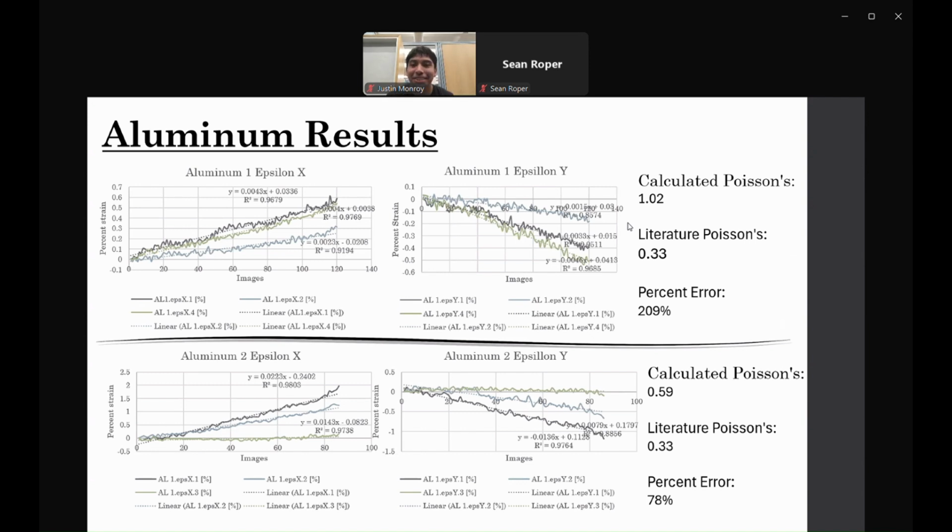All right, so here are the aluminum results. So we did the exact same thing as we did with nylon. We found the axial and lateral strain, and the calculated Poisson's ratio for the first sample was 1.02, and the literature value was 0.33, which gave us a percent error of 209%. And for the second sample, the calculated Poisson's ratio was 0.59, and this gave us a 78% error.